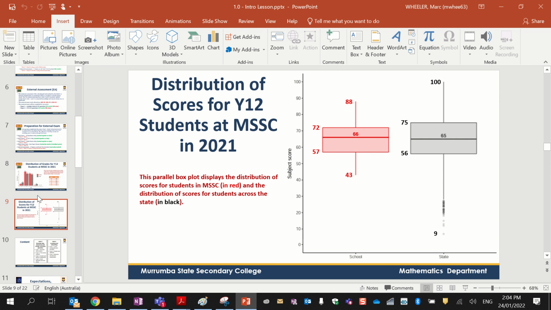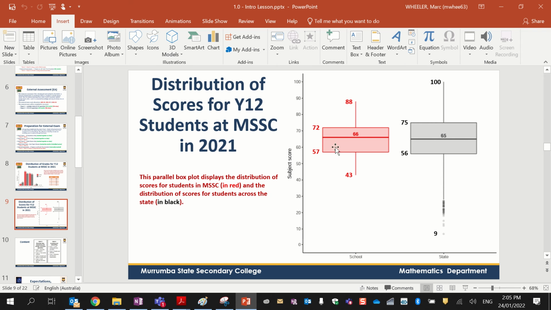And here is another graph that you should be familiar with. Okay, it's a box plot, or parallel box plot, of student scores at Marumba compared to across the state. So here you can see the lowest score, and this is the score overall. So the person with the lowest score got a 43 in Year 12 last year. Person with the highest score got an 88 at our school. Okay, across the state, the lowest was a 9, and the highest was 100.